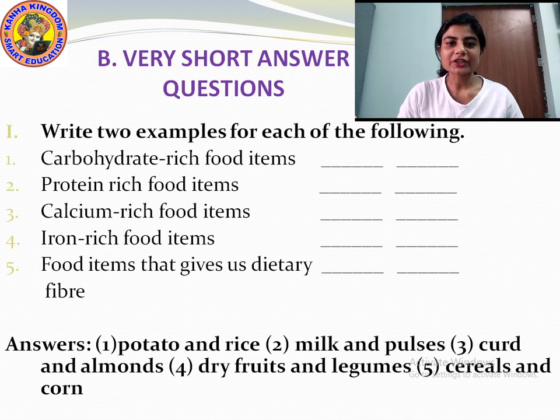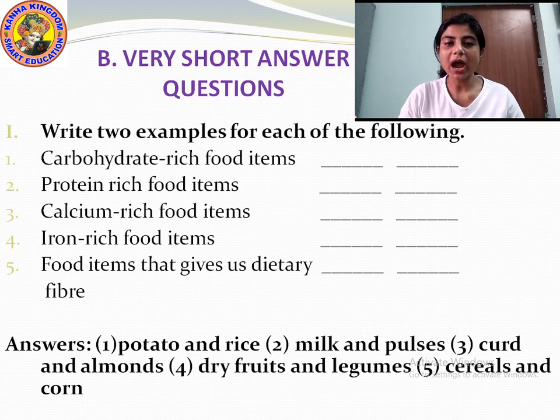Now our next question is very short answer questions. Question number one. Write two examples for each of the following. Number one, carbohydrate rich food items. The food items that are rich in carbohydrate. It is potato and rice.